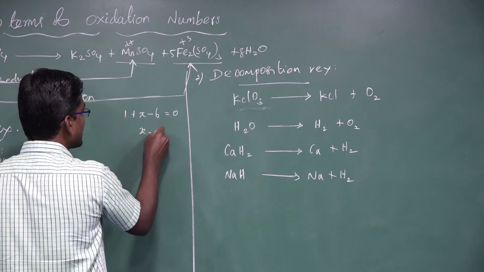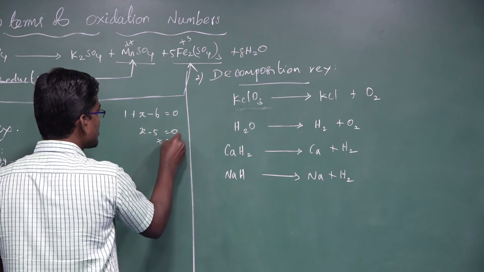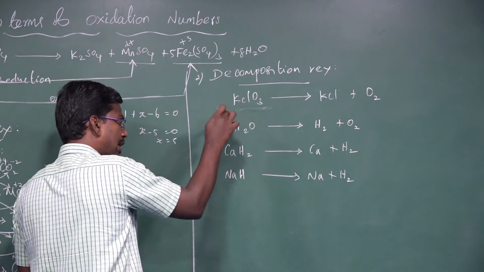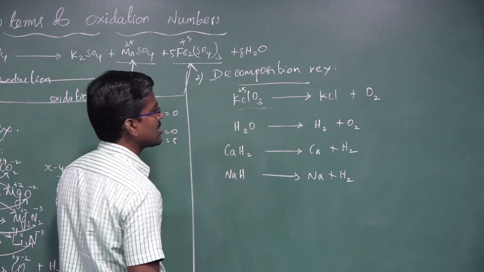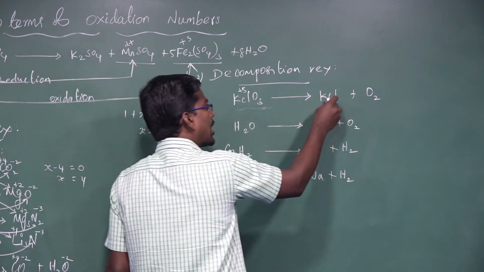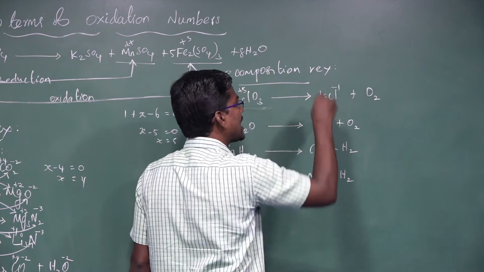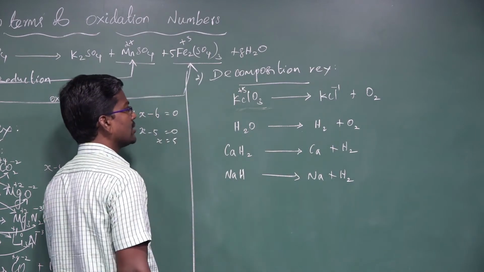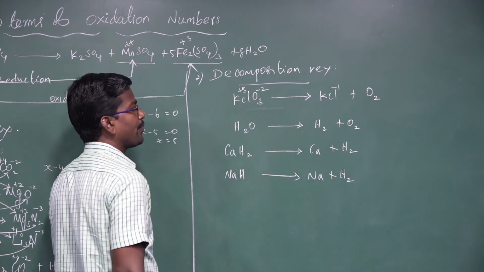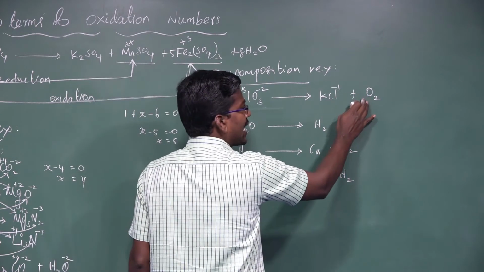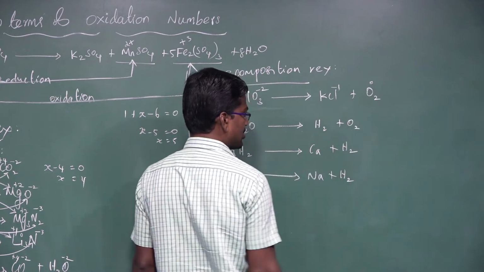So x minus 5 equals 0, x is equal to plus 5. Potassium chlorate, in which chlorine exhibits the plus 5 oxidation state. Potassium chloride, in which chlorine exhibits the minus 1 oxidation state. Oxygen exhibits the minus 2 oxidation state. In the product, oxygen exhibits the 0 oxidation state.